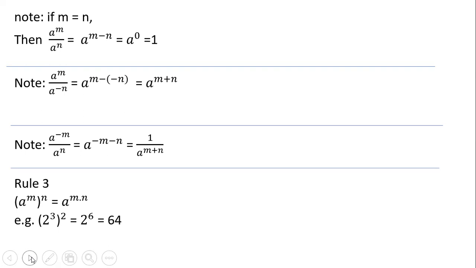And in rule number 3, if we have a base raised to something and it's also raised to a power outside the brackets, then we multiply those indices. So we get A raised to power M times N. For example, we have 2 raised to power 3, then we raise it to power 2 to get 2 raised to power 6, then we'll get 64.